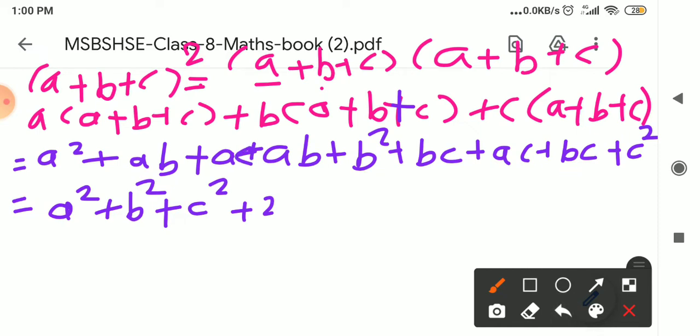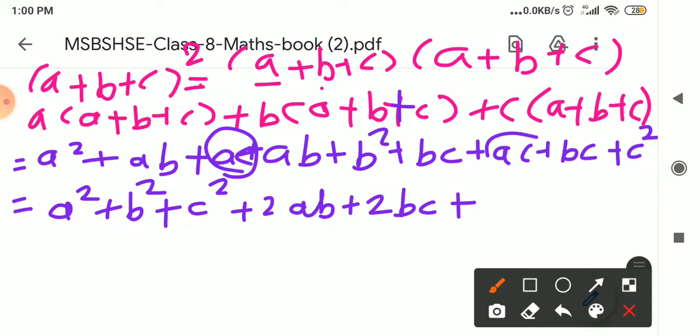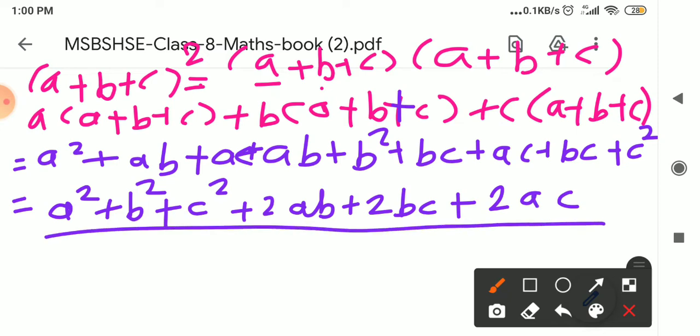Okay. Here AC is there. I told you. So plus 2AB that was erased by me. Now 2BC and plus here it is 1 AC and here it is 1 AC. So how many ACs are there? 2AC, and this is the factorization of (A plus B plus C) bracket square.